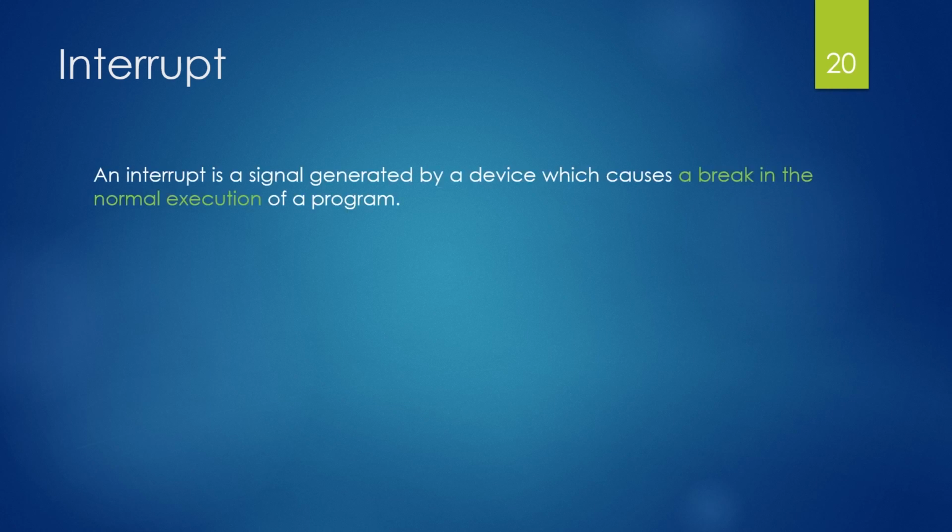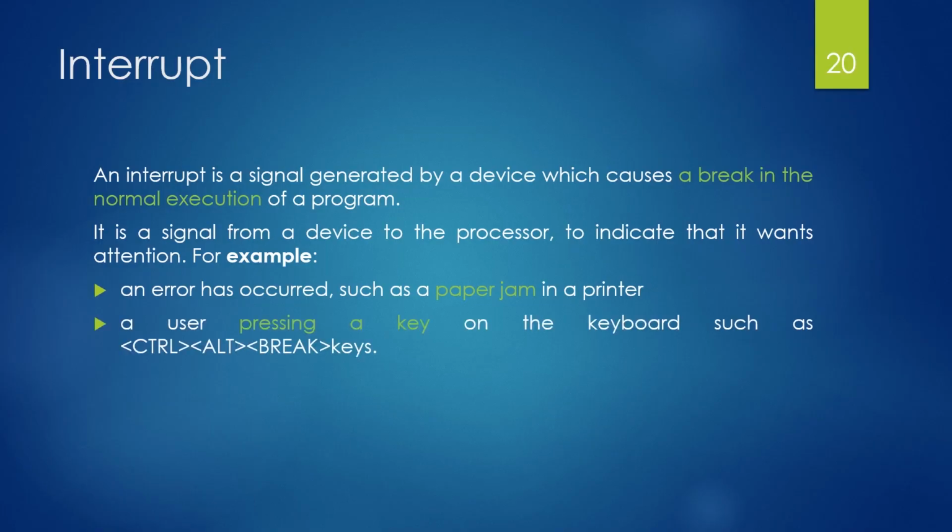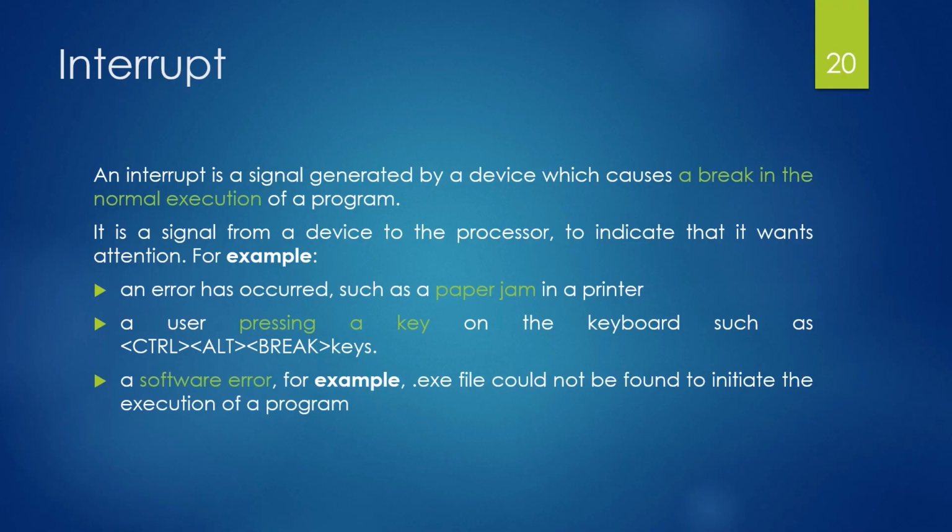An interrupt is a signal generated by a device which causes a break in the normal execution of a program. It is a signal from a device to the processor to indicate that it wants attention. For example, an error has occurred such as a paper jam in a printer, a user pressing a key on the keyboard such as the Ctrl, Alt and Break keys, a software error, for example, executable file could not be found to initiate the execution of a program, and a hardware malfunction, for example, wrong input-output port.